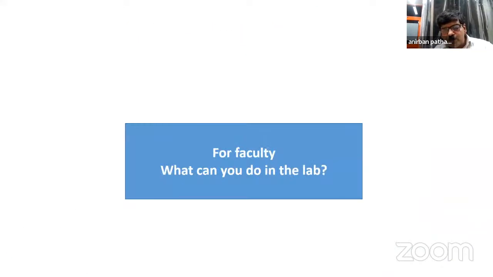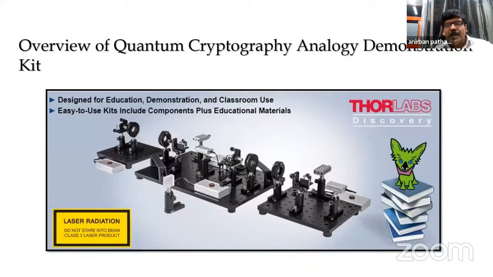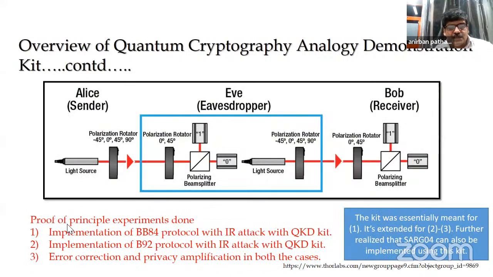I'll skip a few things. For faculty who want to go back and do something similar in their lab, this is the equipment which is available from Thorlabs, and you can purchase it. There is a source, and there is a polarizer. The polarizers rotate it to different angles, 45 degree, 0 degree, 90 degree, etc. And then there is an analyzer. This setup belongs to Eve, and this is Bob.